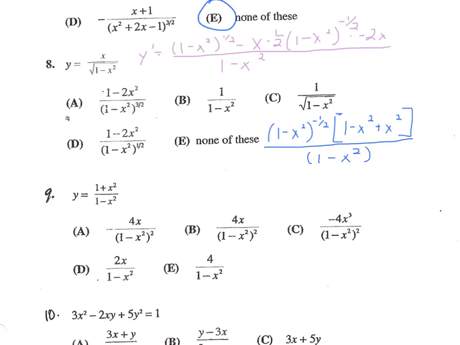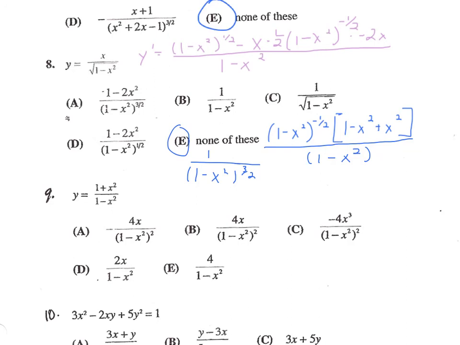And so then the 1 minus x squared to the negative 1/2 will be dropped down to the bottom, which will make it a 1 over 1 minus x squared to the 3/2. So again, kind of tricky. The answer is, again, none of these.